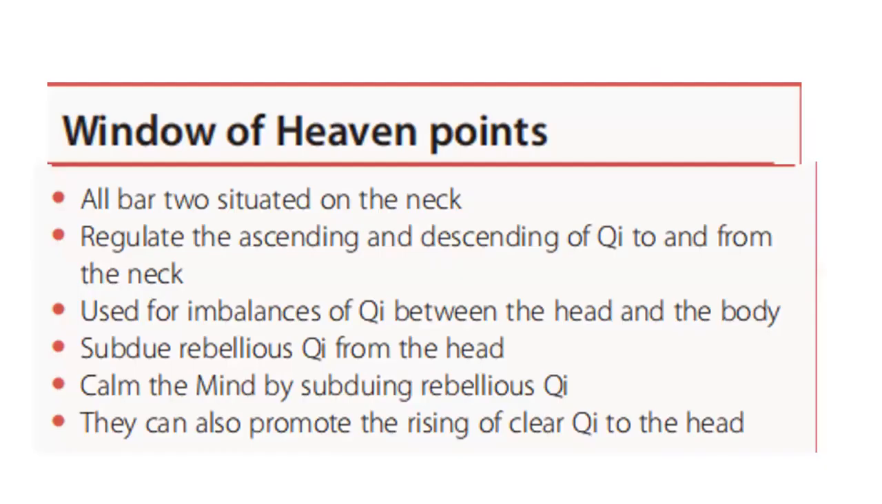Window of heaven points, all bar 2 situated on the neck, regulate the ascending and descending of qi to and from the head. They are used for imbalances of qi between the head and the body, subdue rebellious qi from the head, and calm the mind by subduing rebellious qi. They can also promote the rising of clear qi to the head.